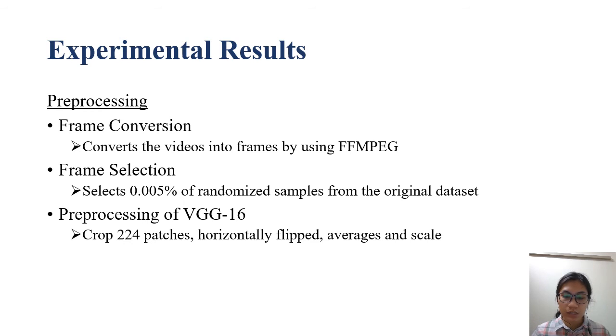As for the preprocessing, we convert the videos into frames by using FFmpeg, and randomly select 0.005% of the original dataset. Since we intend to fit the input frames into the VGG16 model, we did the same preprocessing as that of the VGG16 model.